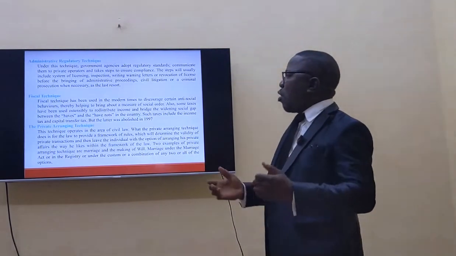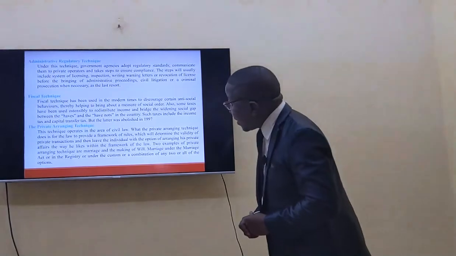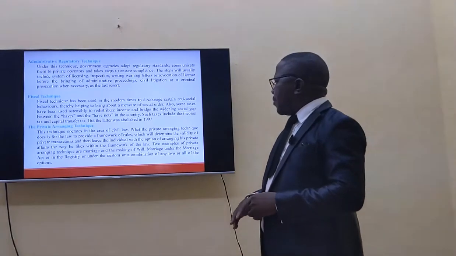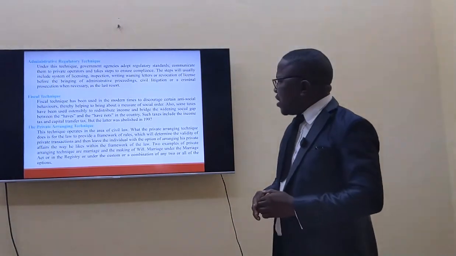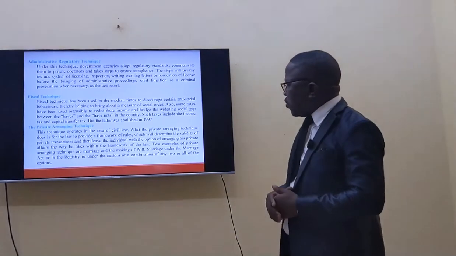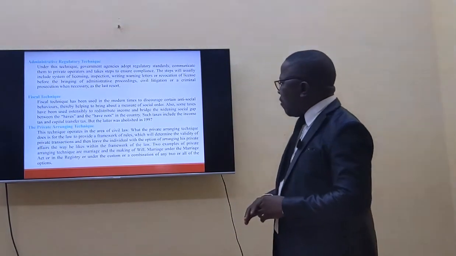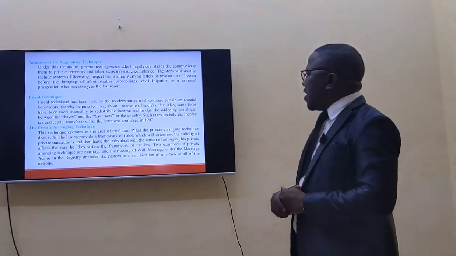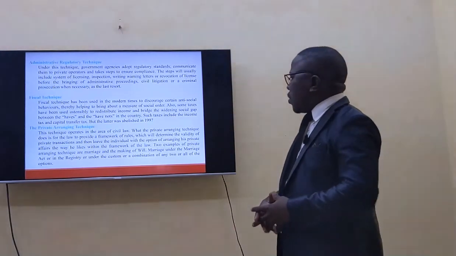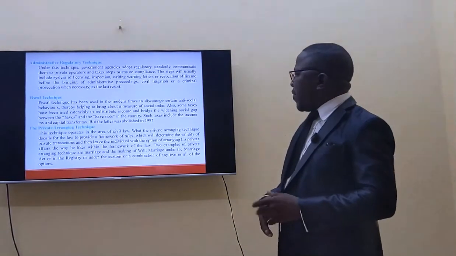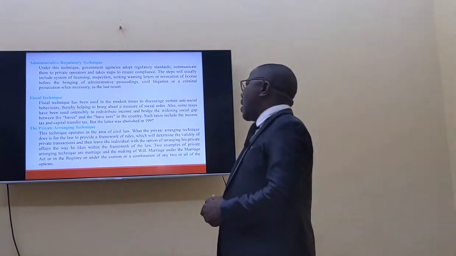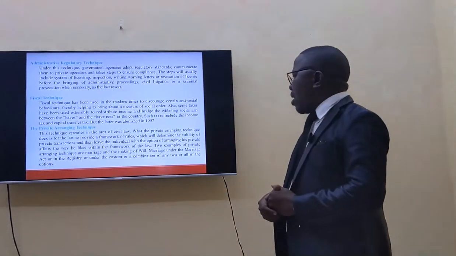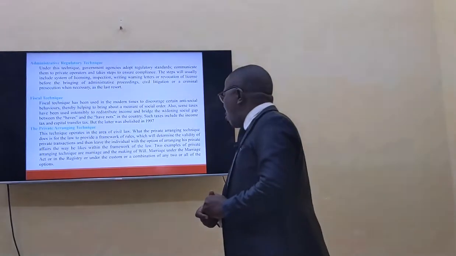engineer a social disorder. So the sixth one is the private arranging technique. These techniques operate in the area of civil law. What the private arranging technique does is for the law to provide a framework of rules which will determine the validity of private transactions and then leave the individual with the option of arranging his private affairs the way he likes within the framework of the law. Two examples of private arranging techniques are marriage and the making of a will. Marriage under the Marriage Act or registry, or under the custom, or a combination of any of the two.